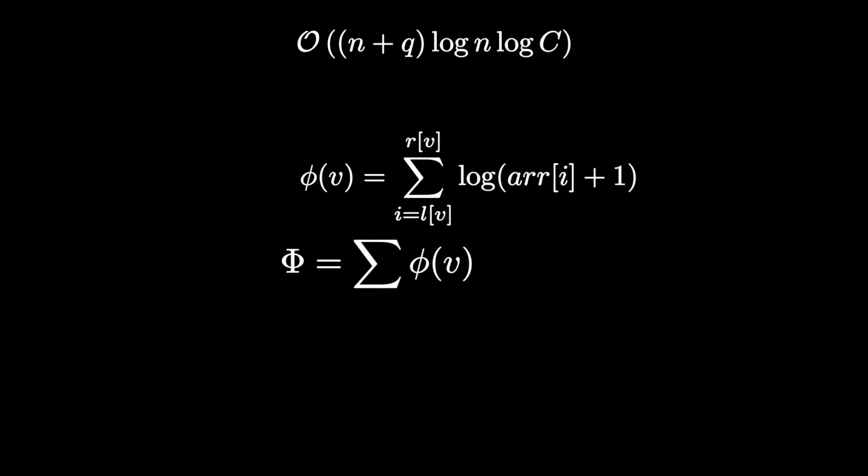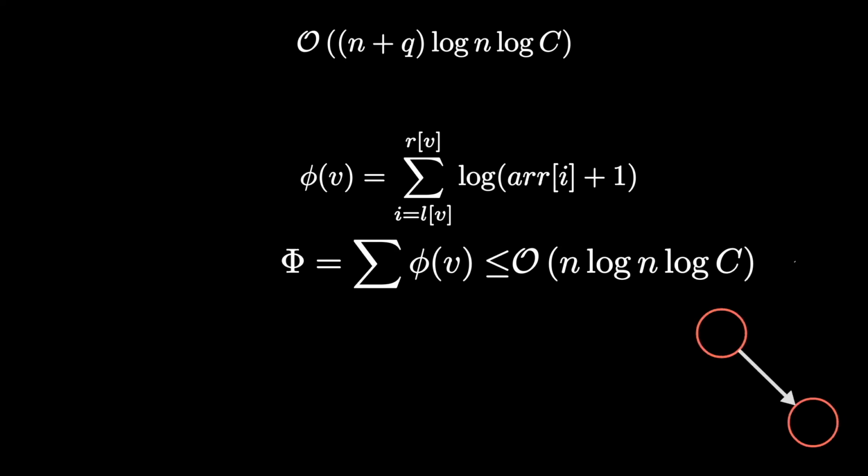At any moment, the potential can be estimated as O of n log n log c, because each element of the array lies in the logarithm of the vertices of the segment tree, and gives the contribution to each of them no more than log c. On the other hand, the potential is non-negative at any moment. Let's say that phi plus is how much our potential function will increase in total for all the queries. Later, we will estimate this number.